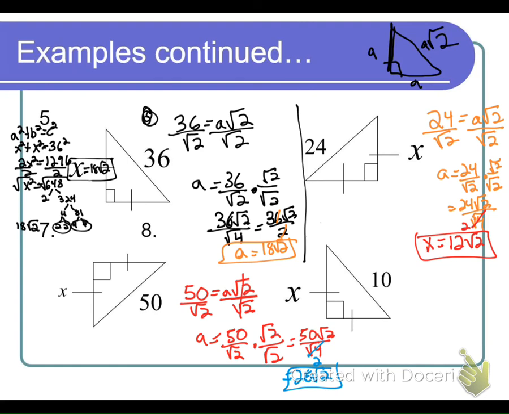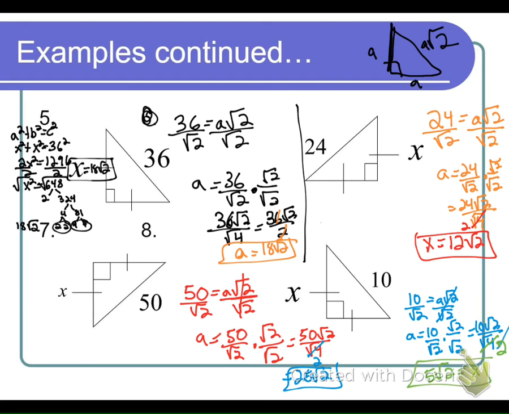Okay, our last one here is we have 10 equals a square root of 2. What do I got to do? Divide by that square root of 2. You end up with these canceling out. You get a equals 10 over square root of 2. Multiply top and bottom by square root of 2. You end up with 10 square root of 2 over the square root of 4. What's the square root of 4? 2. You don't actually have to show that step. So how many times does 2 go into 10? 5. 5 square root of 2 is our x.